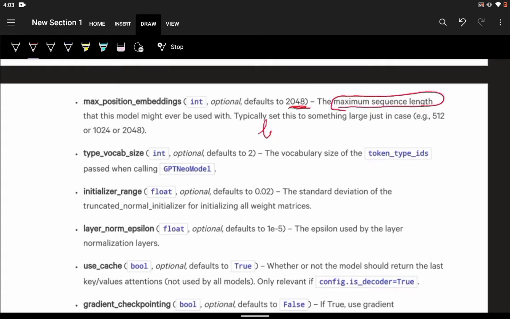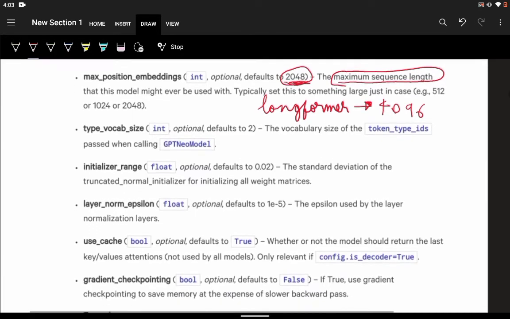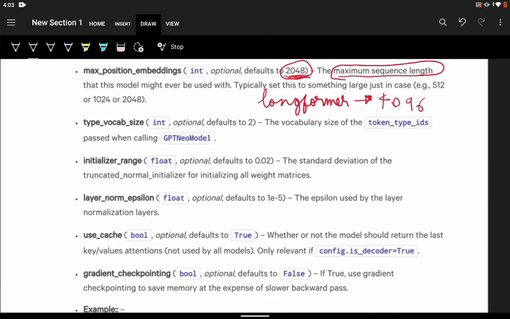So Longformer is another transformer model that stands at 4096. But yeah, I don't know why this is a bit less than that. Maybe due to constraints of the attention complexity.